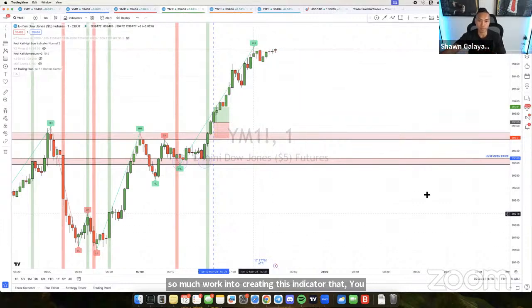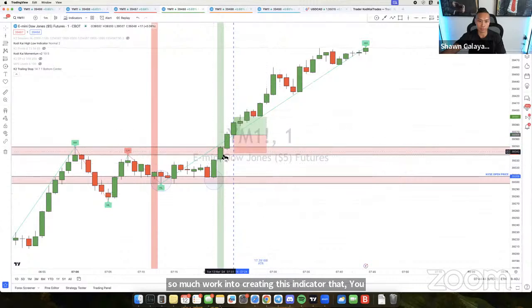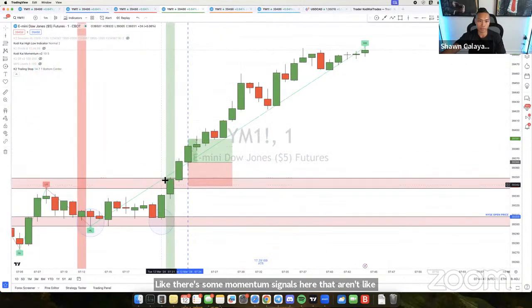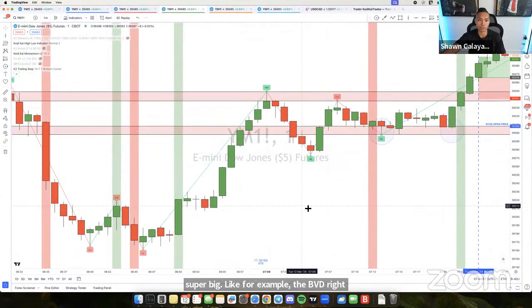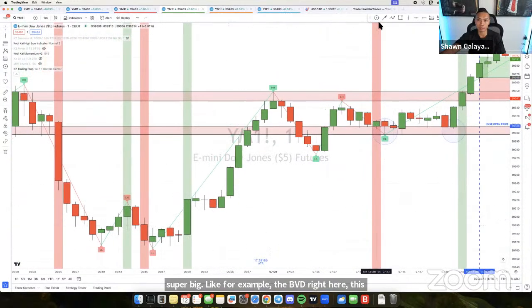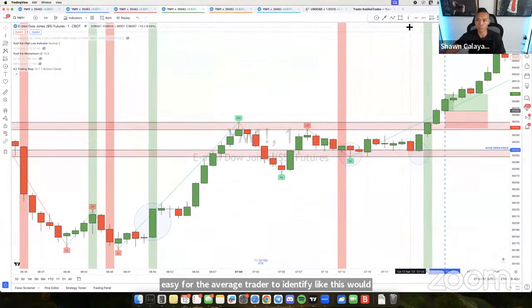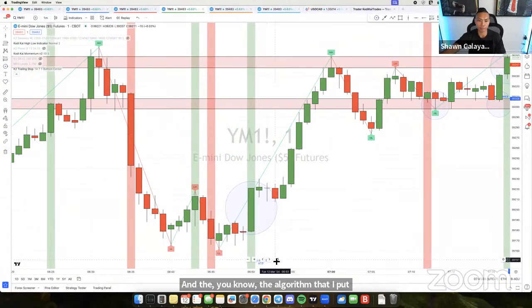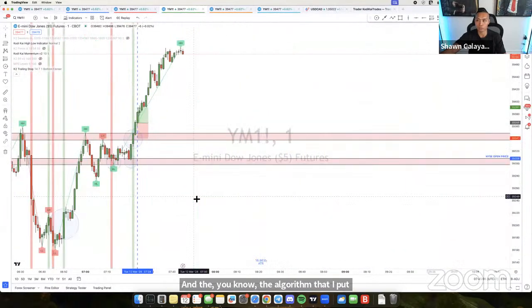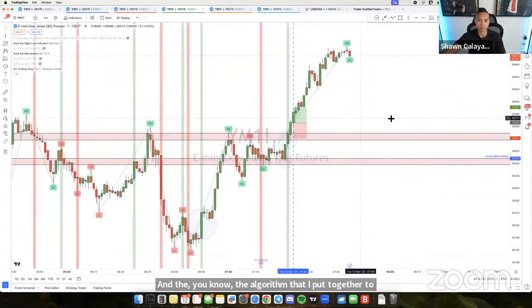There's some momentum signals here that aren't super big. For example, the BB3 right here. This momentum signal wasn't on a huge candle, so it's not easy for the average trader to identify. Like this would maybe be obvious, right? Big candle like this, obvious. But the breakout V3 we took over here, it's not super obvious. And the algorithm that I put together to identify momentum is super useful, especially on these shorter time frames.